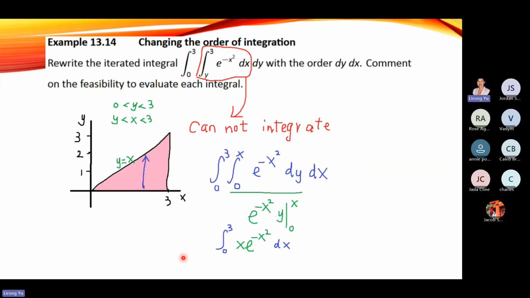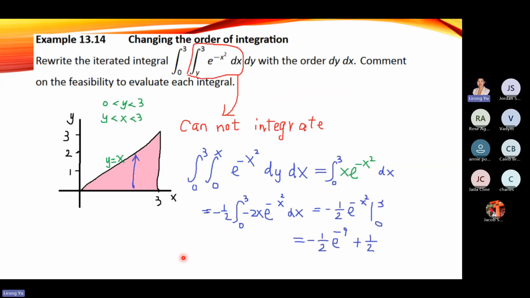Now we're going to move on to the outside integration. With the inside integration done, we integrate from 0 to 3 dx. That's the last integration we have to do. We kind of have to do a substitution method. But instead of doing substitution, I was looking at e to the negative x squared. It has a derivative equal to negative 2x.